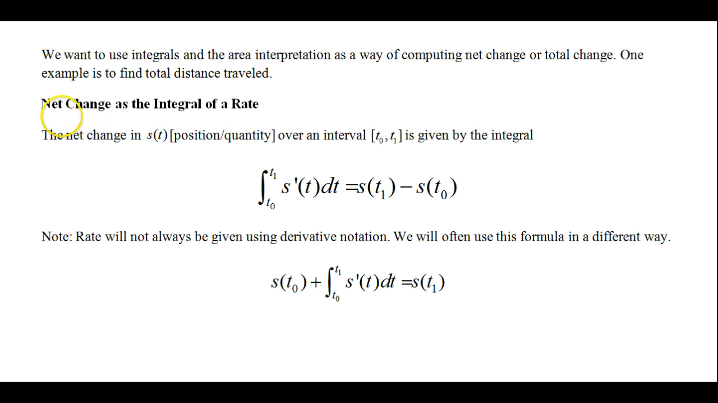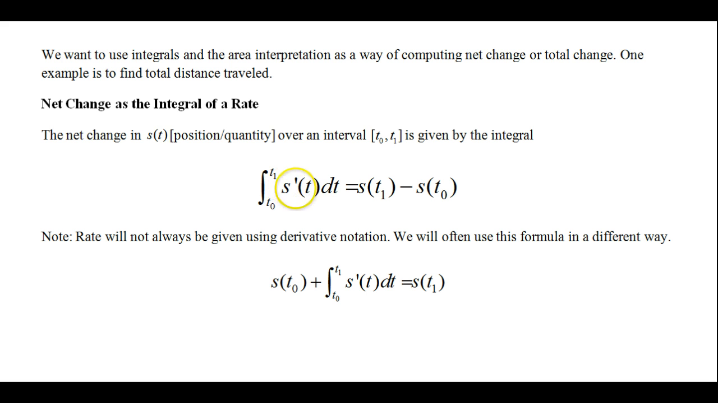So a little more formally, the net change is the integral of a rate. So the net change in s of t, and s of t we're used to thinking of as a position function, but I also want to think of it as accumulating a quantity. So the net change in this position function over some interval of time, so these are going to be real world problems where they're functions of time, from an initial time t0 to an ending time t1, is given by the integral from t0 to t1 of s prime of t dt equals s of t1 minus s of t0.